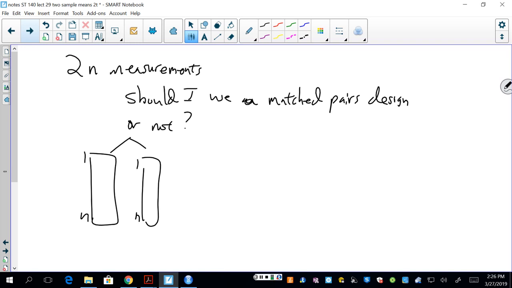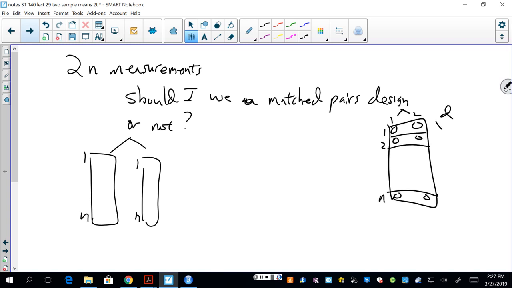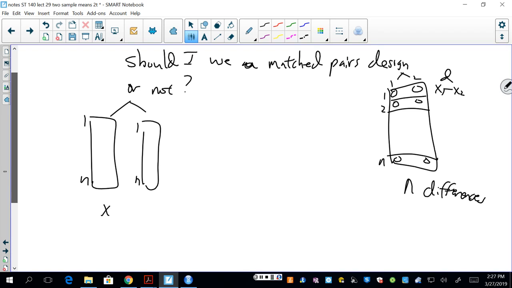If it's matched pairs, you split people into groups 1 and 2, and you take both measurements and they're paired, and the next group is paired, and over here you take the difference. Right, so x1 minus x2. So here you end up with N differences. And over here you end up with x bar 1 minus x bar 2. And so there's really 2N measurements that continue through that process. Is it good to do matching if you can?